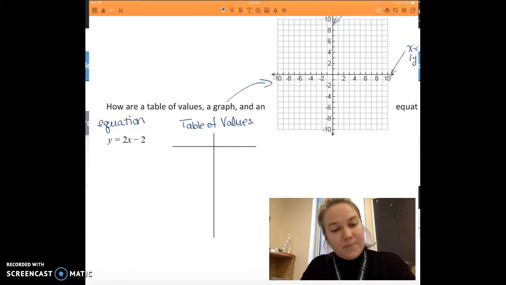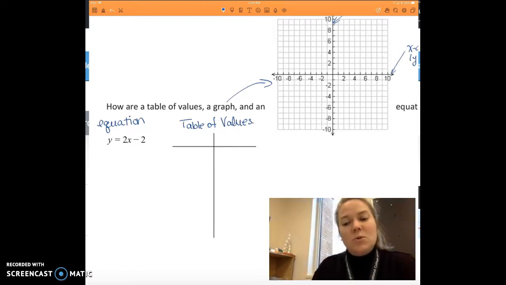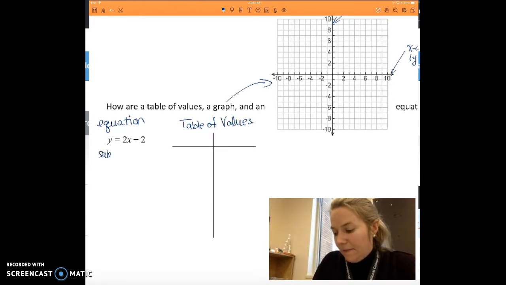So in order to produce some coordinates, I have to substitute values of x into the equation.